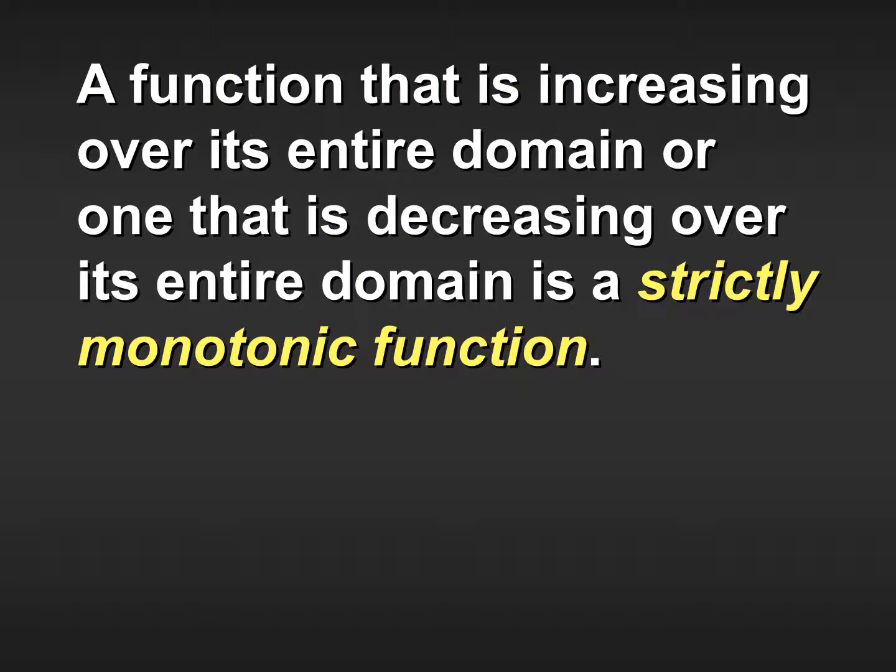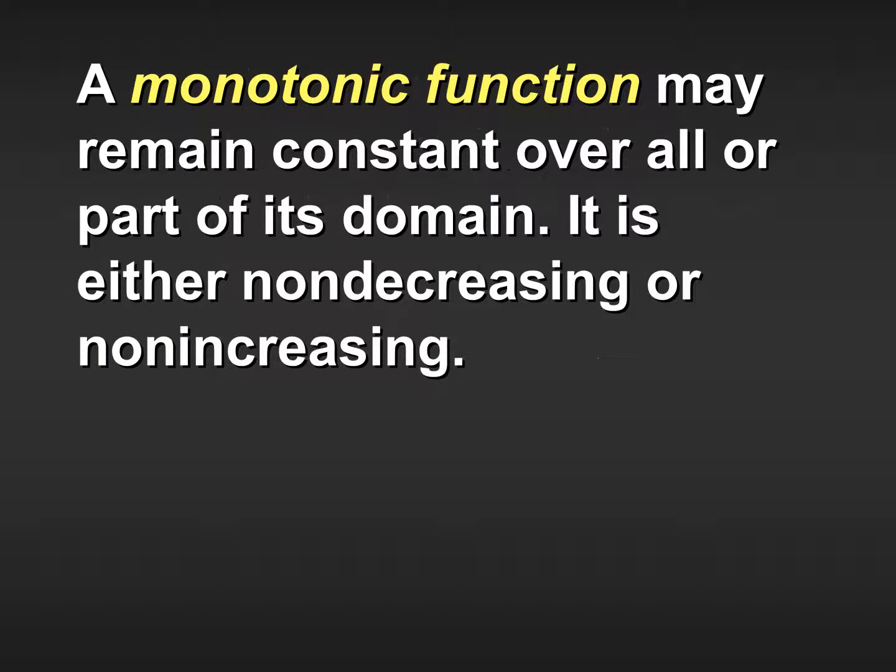A function that is increasing over its entire domain or decreasing over its entire domain is called strictly monotonic. So it's never constant. It's always going to be increasing or always going to be decreasing. It's never going straight. So it's called strictly monotonic. A little different than monotonic. Strictly means it's always, but a monotonic function can actually be constant over part of its domain.